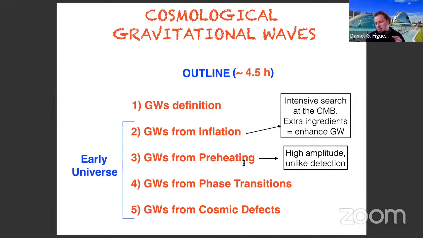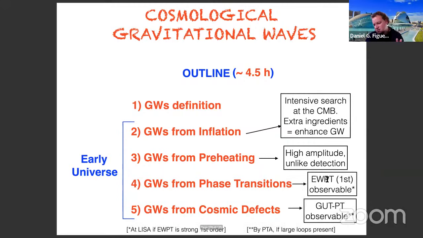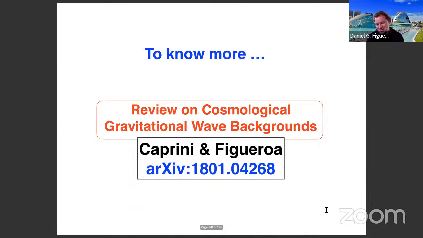Whereas in preheating, very naturally, you produce a high amplitude, but typically at high frequencies. In phase transitions, the electroweak phase transition in BSM embeddings is observable within LISA. And for cosmic defects, GUT energy scale cosmic defects or large energy scales are significantly detectable within LISA and other future experiments coming. But it's up to the future to see whether we will detect them or not.